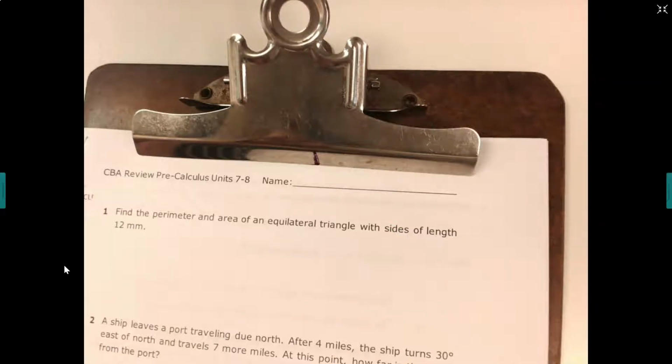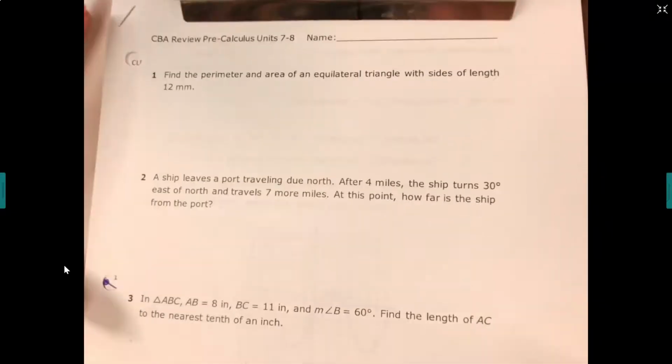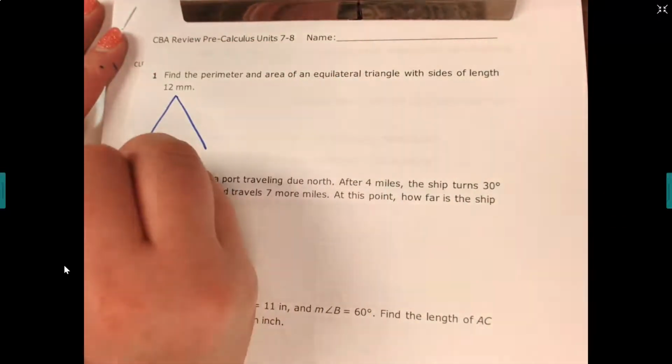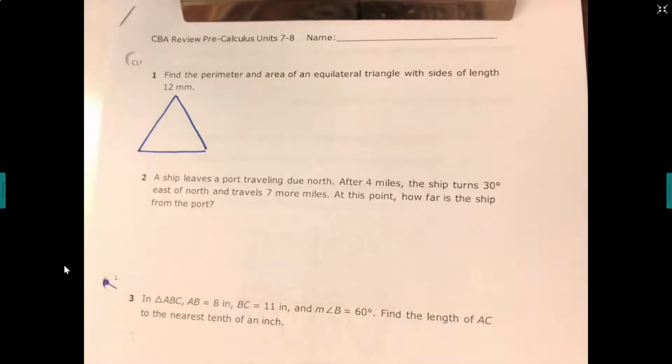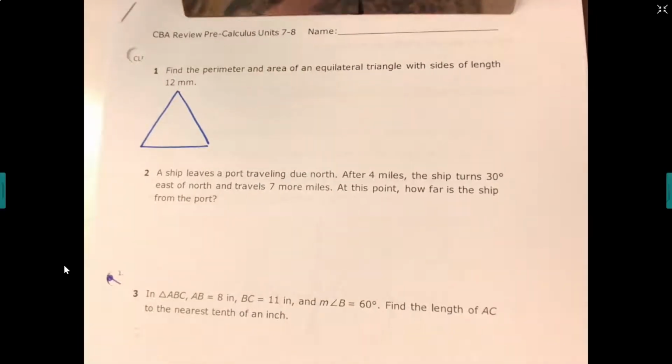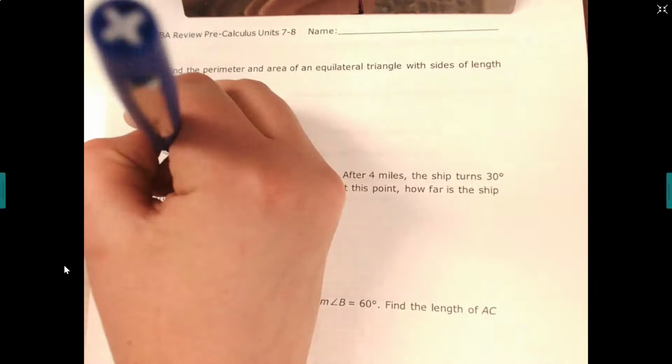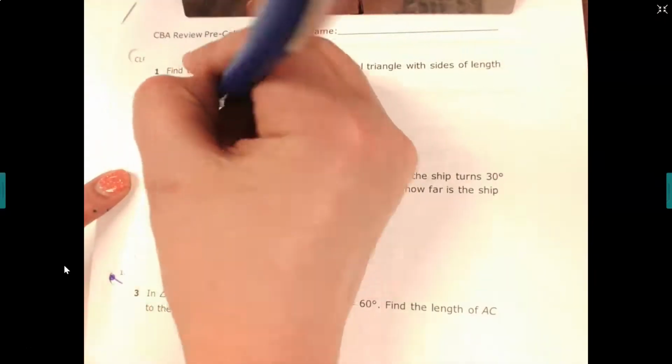Okay? So what is an equilateral triangle? Okay, all sides are the same, so draw it. It doesn't have to look perfect, but you want all of the sides to be the same. Then how long does it say that the sides are? Okay, 12. So every single side on this triangle is 12. These guys match, that guy matches, they're all 12.